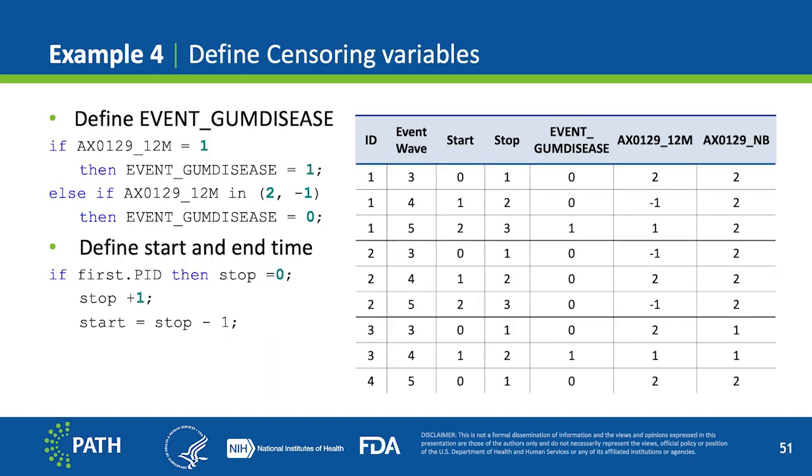Next, we will define the censoring variables using event_gum_disease. It's straightforward to define the censoring event variable. Whenever that event happened, we will assign a value 1. If it never happened, then it's 0. But we will need additional manipulation of our data when defining the time variables. Specifically, we need to define the starting and the end time for our events.